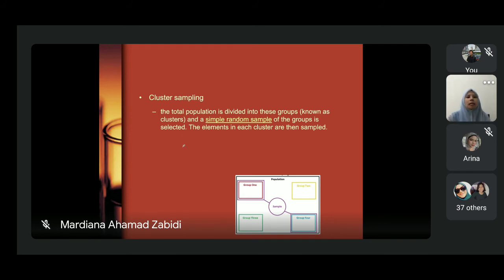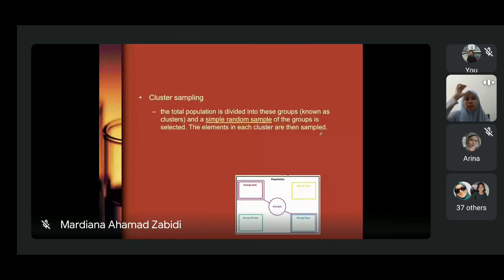Okay, so explanation here, the total population is being divided into the groups, okay, yang ada dalam gambar ni, known as cluster, and a simple random sample of the group is being selected. So the element in each cluster are being sampled.